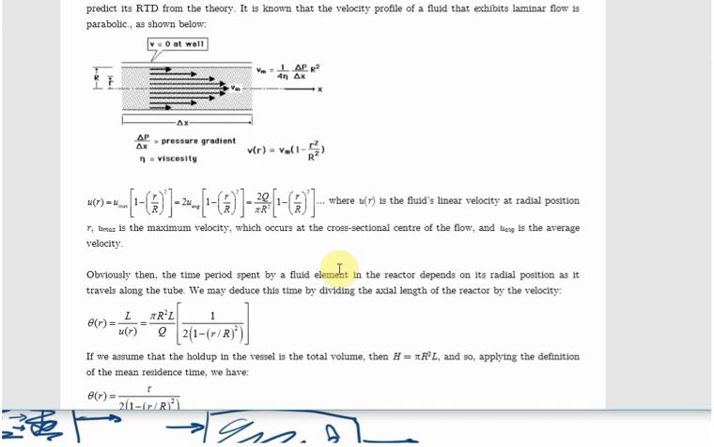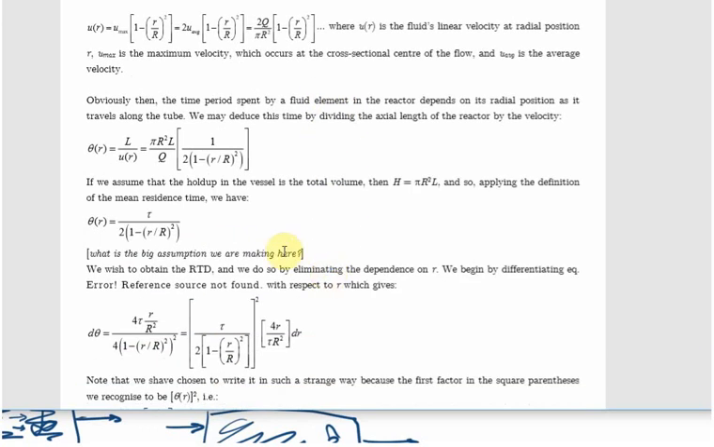And we've just worked out u as a function of r. So we can write L divided by this thing. So we move the pi r squared up here, divide by 2q, and then divide by this thing, 1 over 1 minus (r over R) squared. So it's just L over u(r), right? So that's theta.